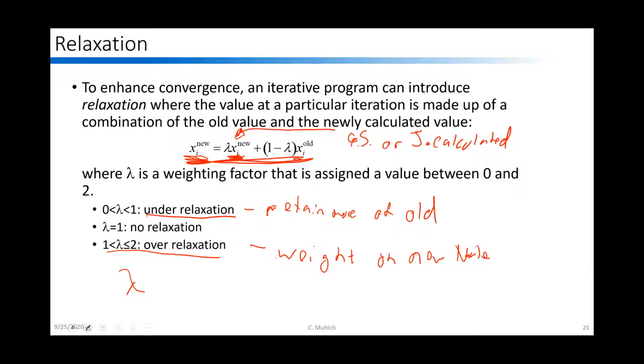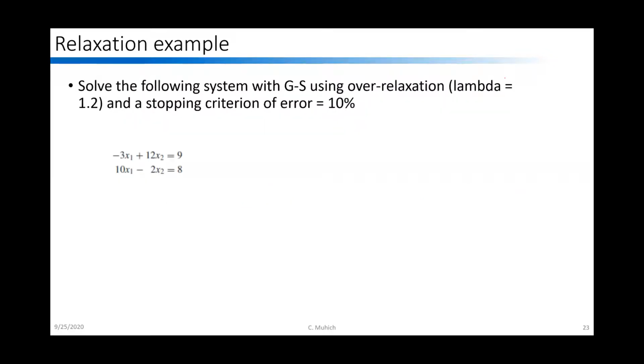Let's put this into practice. Let's take a new example. Here we're going to solve the following system of equations using Gauss-Seidel with over-relaxation. So here, our lambda term is going to be equal to 1.2. And we're going to do this as long as the error is greater than 10%.